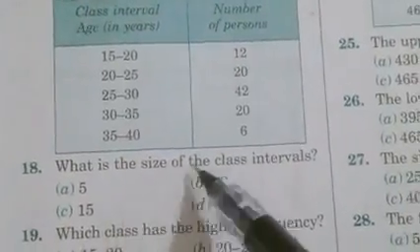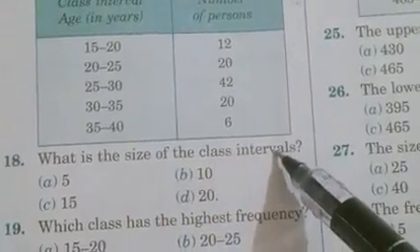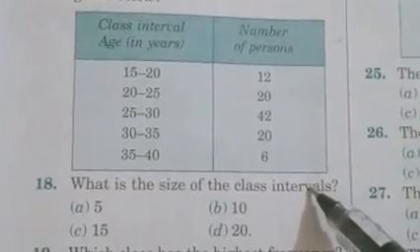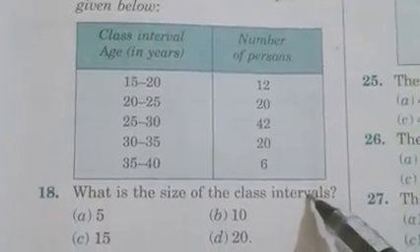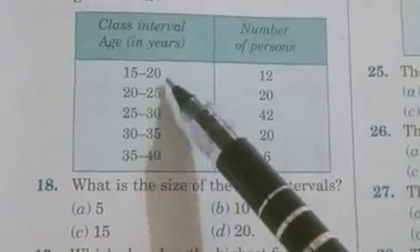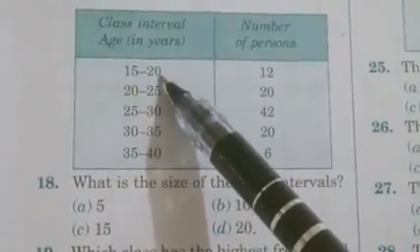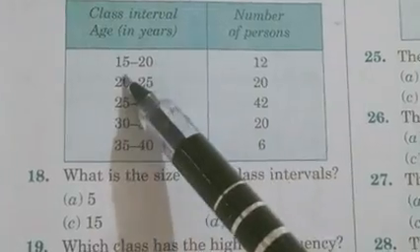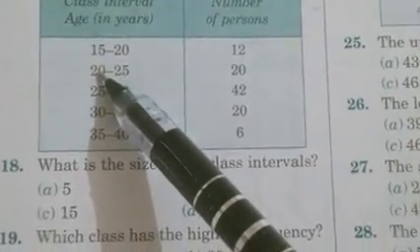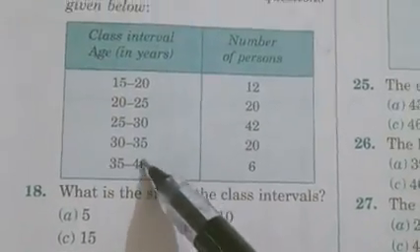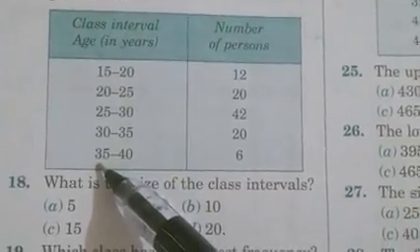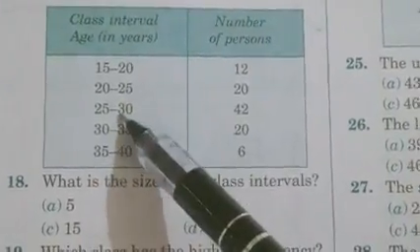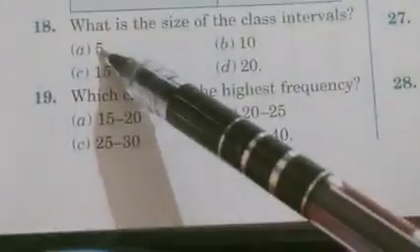See the question. What is the size of the class interval? For finding size, what is the formula I told? Bigger minus smaller, or upper minus lower. Upper is 20, lower limit is 15. Then 20 minus 15 is 5. Okay, 40 minus 35, again 5. So in this way, the size of the class is 5. Then the option is A.